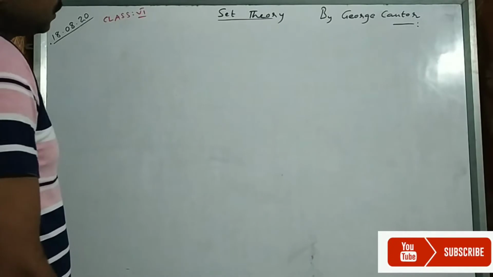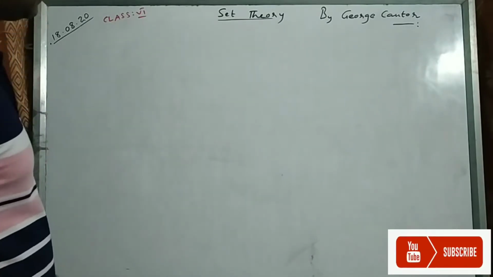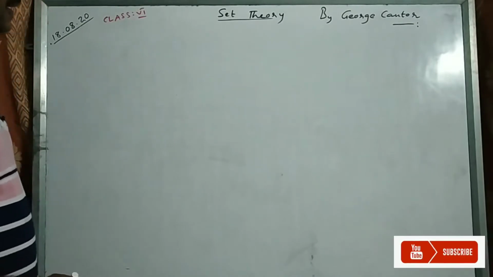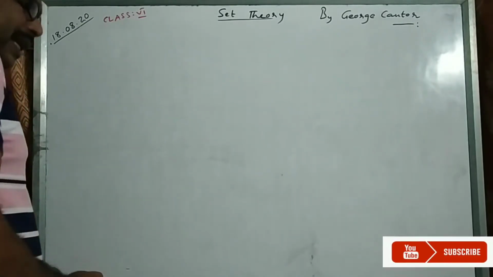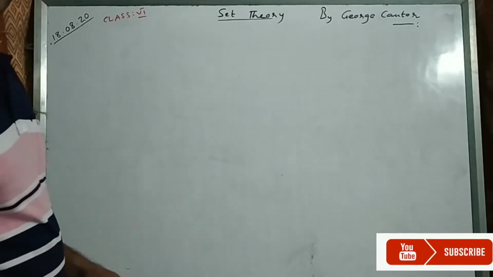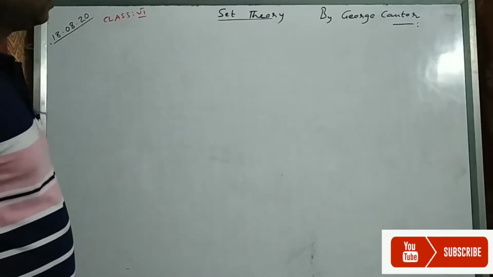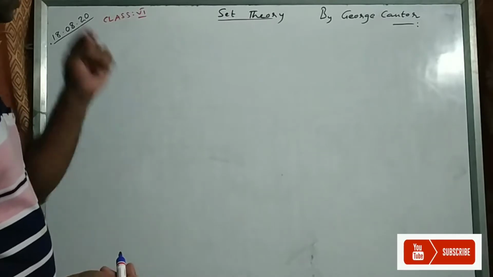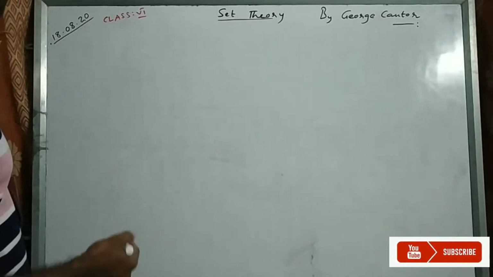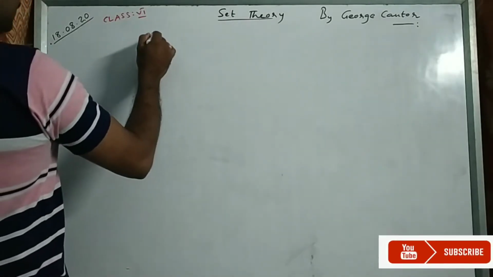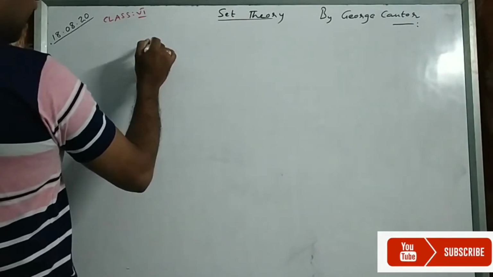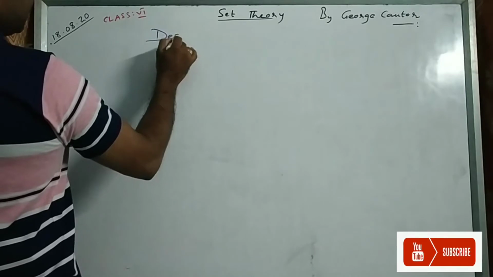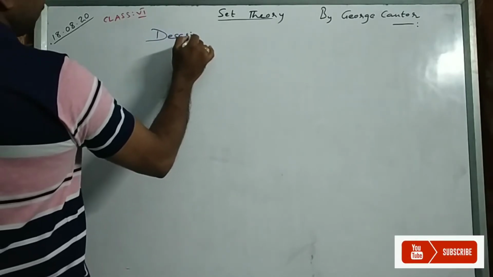Hi students. So in the previous class we have seen some concepts of set theory. Let us recall them once. What is a set? A set is a collection of well-defined objects. Some definitions also we have seen. Sets can be represented in three ways, particularly two ways. First one is description method. Description method is given set.